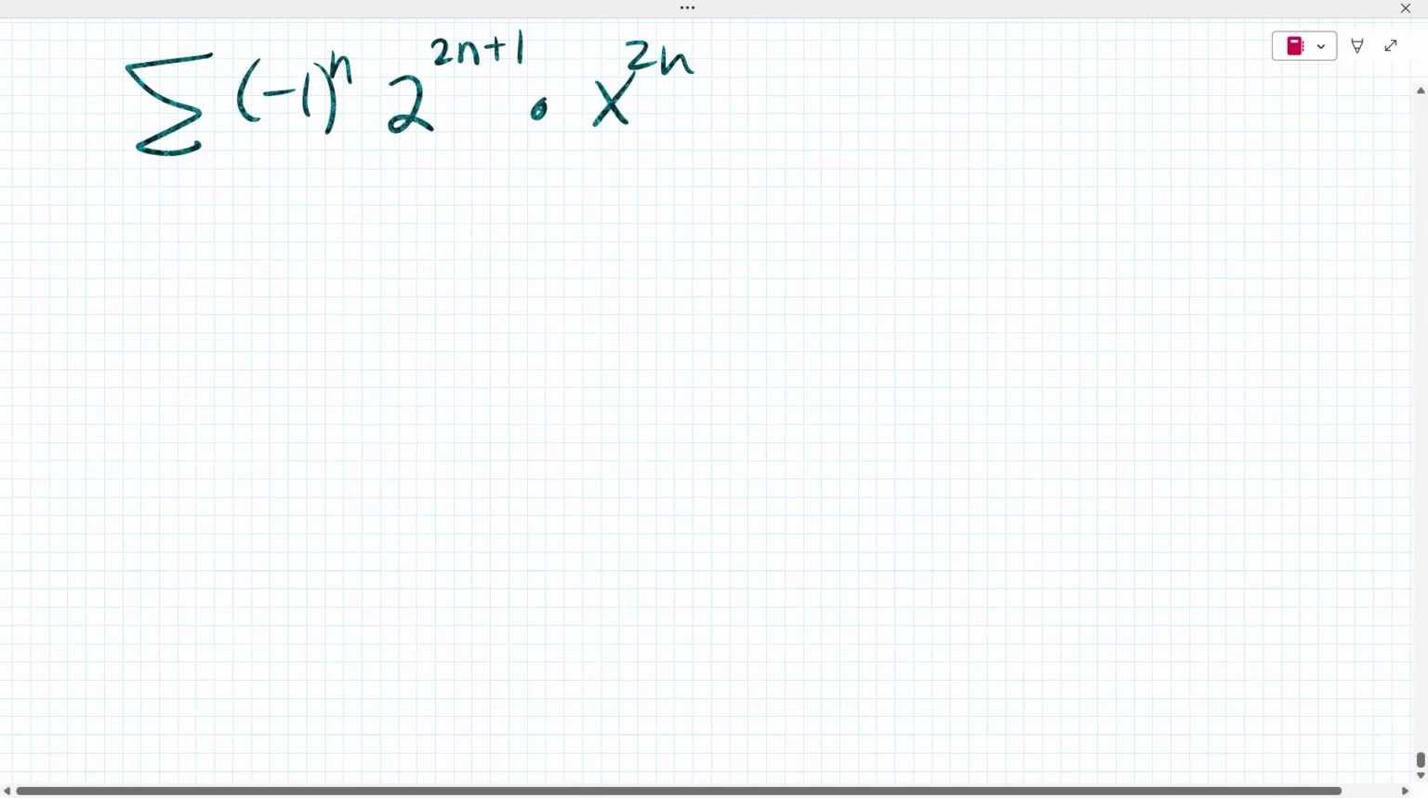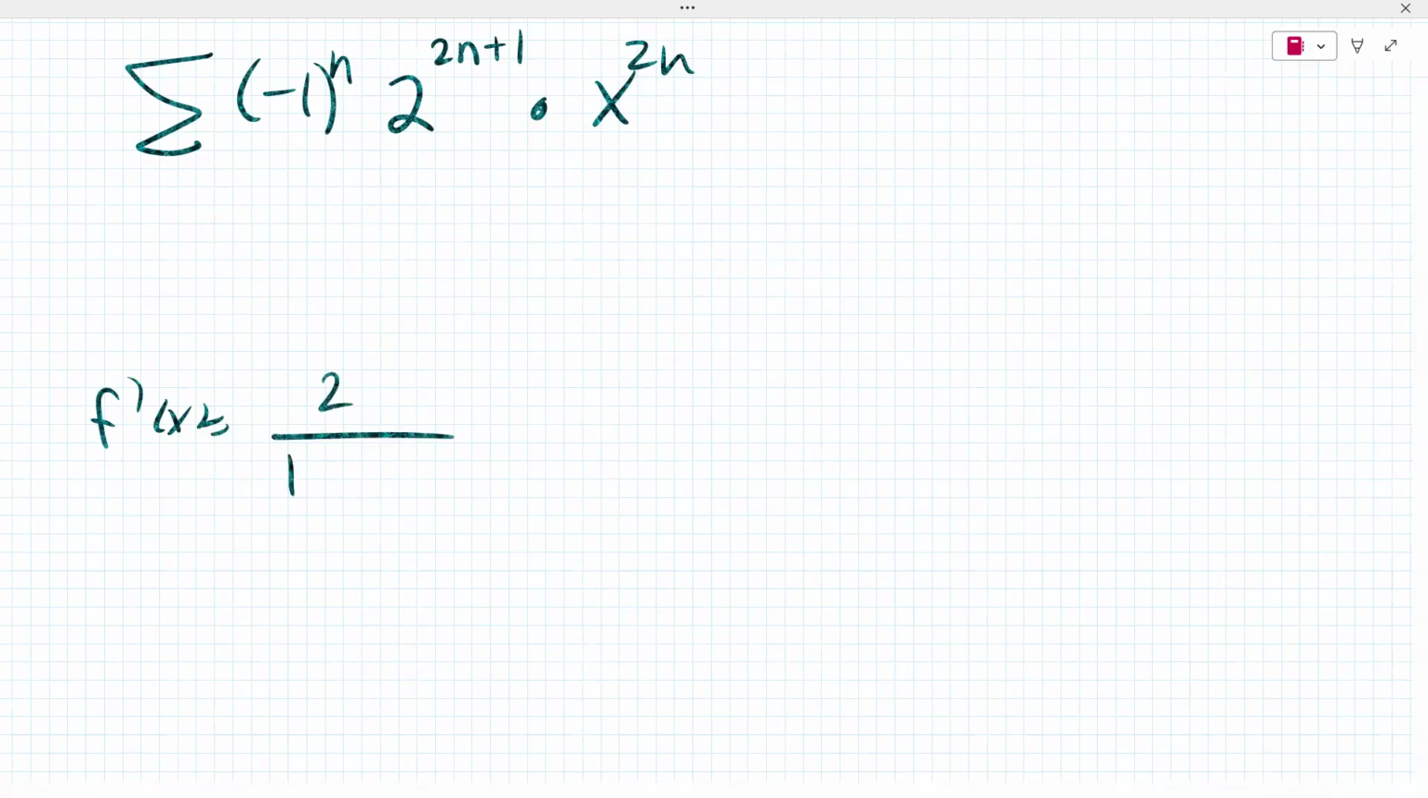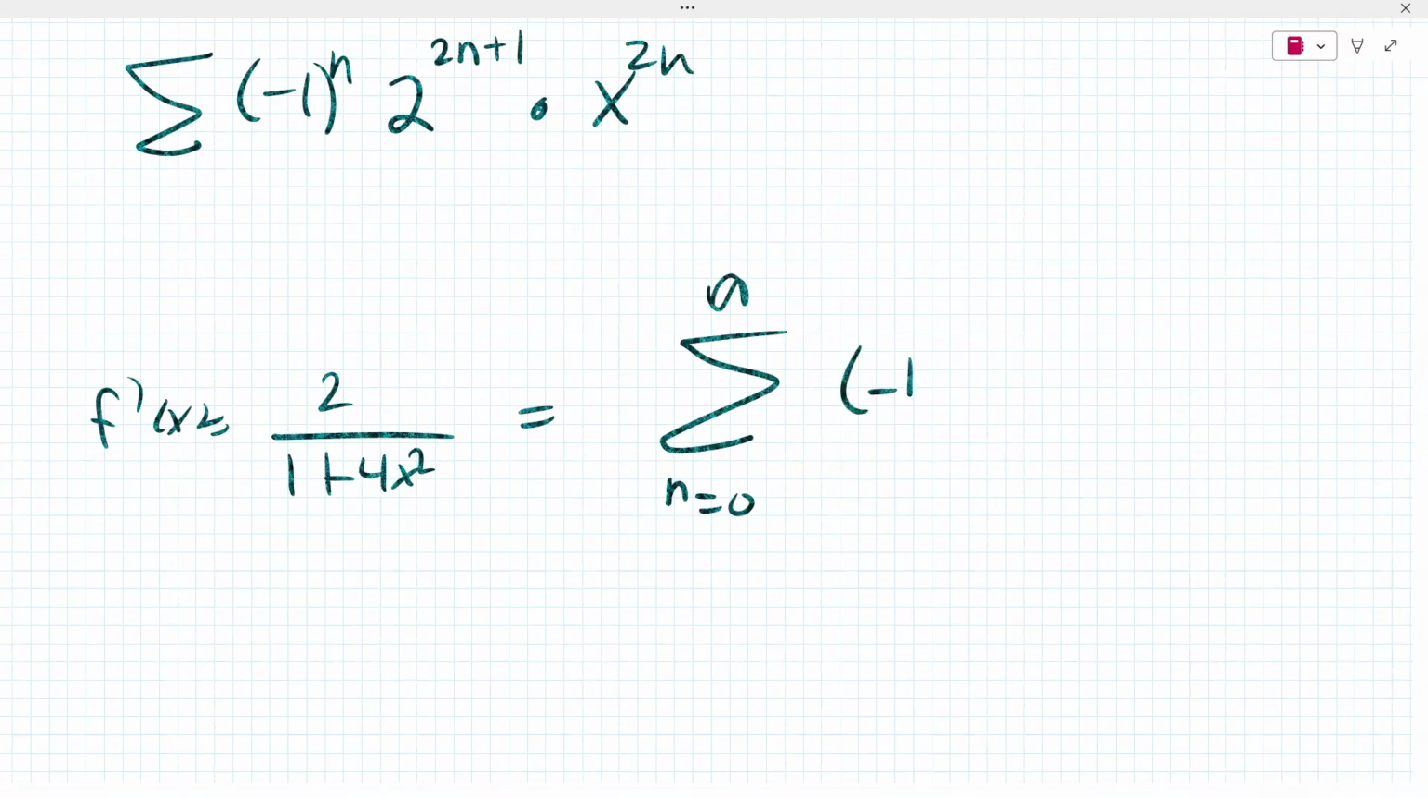And we get f prime of x, 2 over 1 plus 4x squared, equals the summation of n equals 0 to infinity of negative 1 to the n times 2 to the 2n plus 1 times x to the 2n. Then what you want to do is take the integration of both sides.